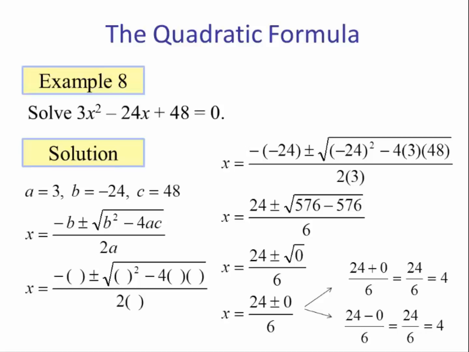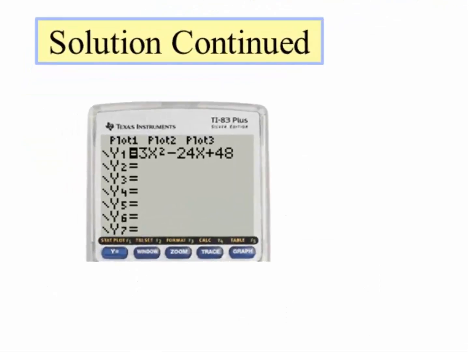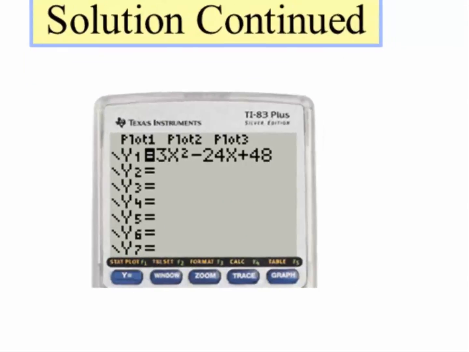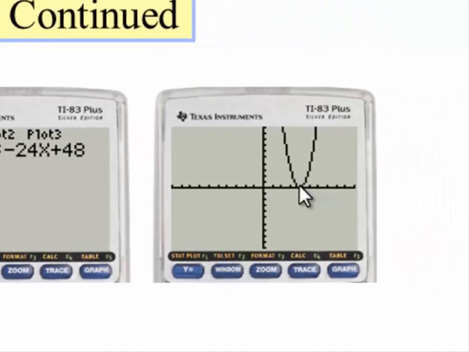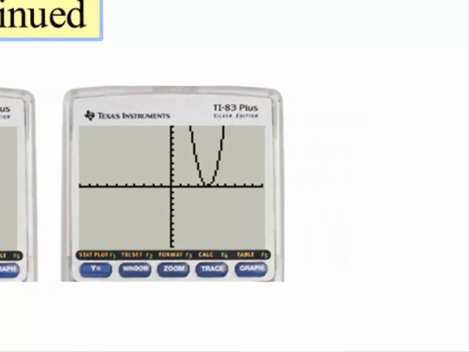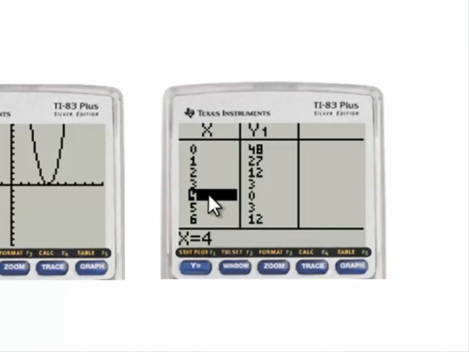So we have seen examples where there are two solutions. The last example had no solutions, and this example has one solution. This leads us to what's called the discriminant. Let's verify this graphically. So we put the equation in y1, we hit graph, and we see the vertex is touching the x-axis. There's one x-intercept. And from the table, there's one value of 0. So when x is 4, y is 0. There is one x-intercept.